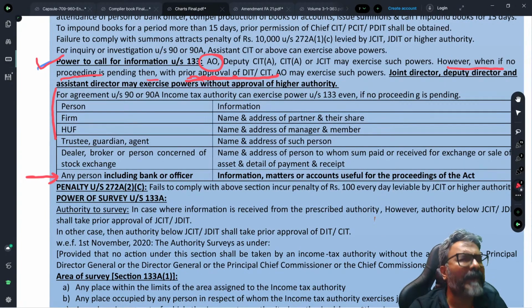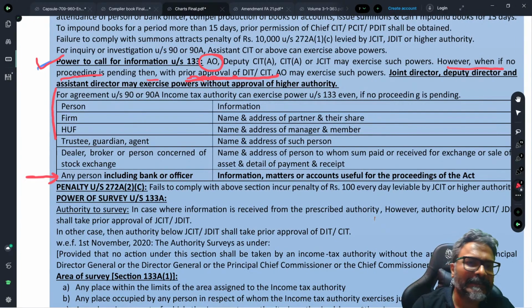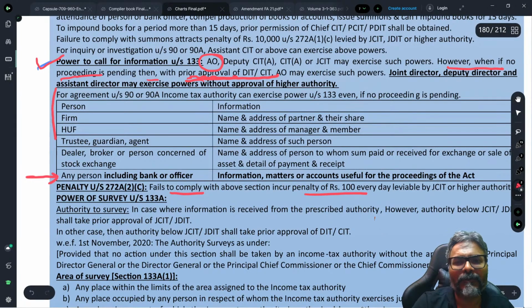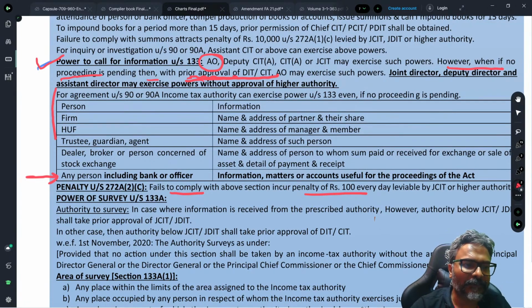And if there is a failure to give the information which is demanded by the AO, then in that particular case, students, the penalty that will be imposed will be rupees 100 per day. That exactly is the game. If he fails to comply with the above section, then the penalty would be rupees 100 per day. Is that clear to all of you? Every one of you is clear with this one.